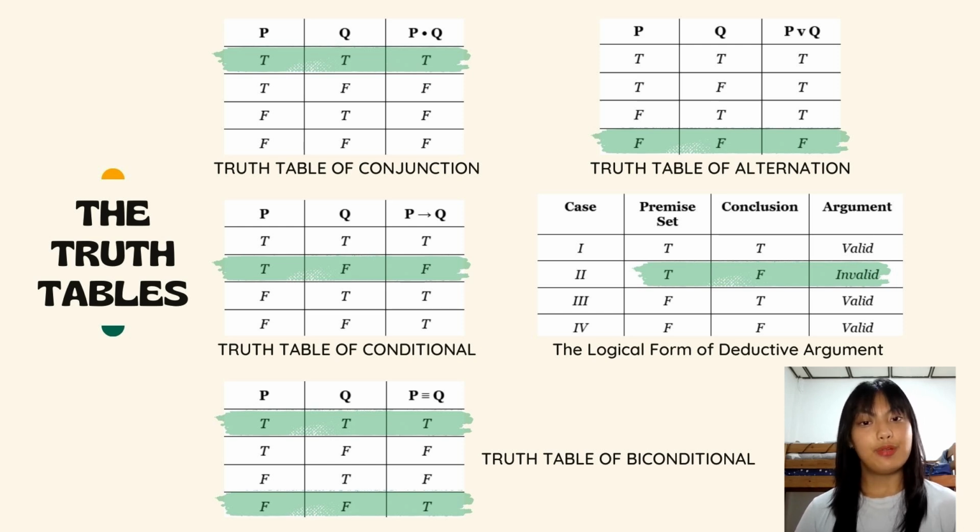We will now consider the representation of an alternation, either P or Q. P and Q are called alternates.